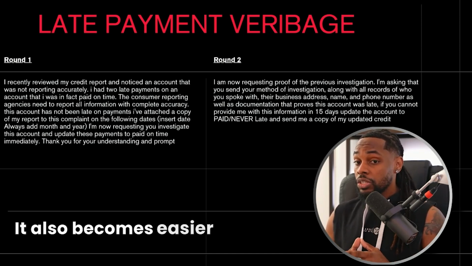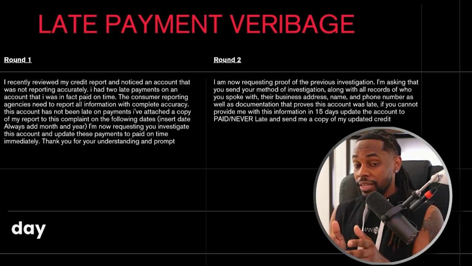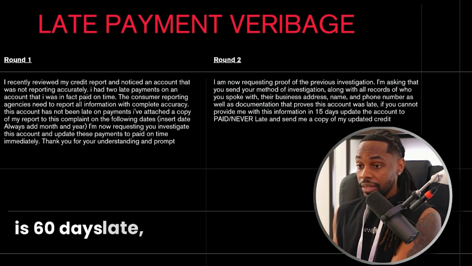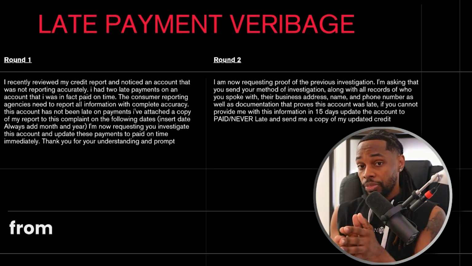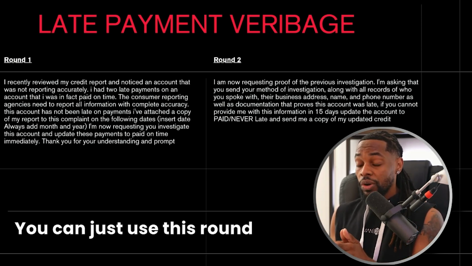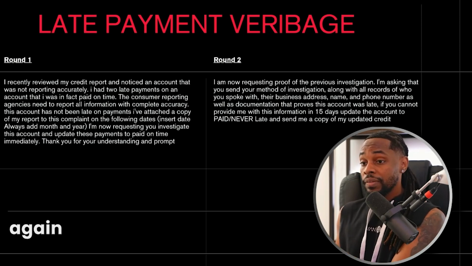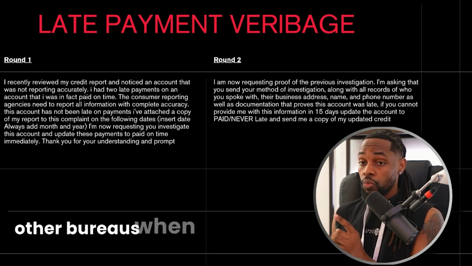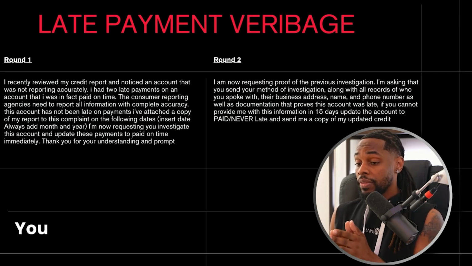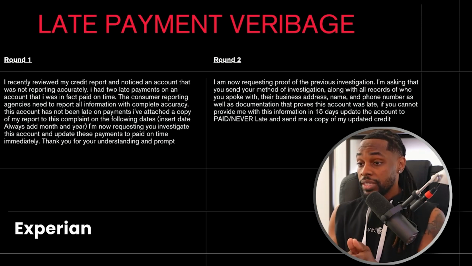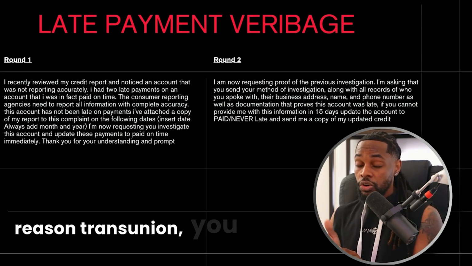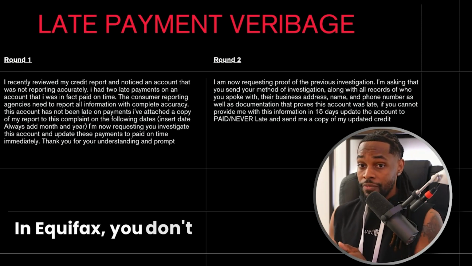It also becomes easier because if you have a 30-day late payment that's now showing paid on time, and then the next payment is 60 days late, that's inaccurate. How did it go from 30 to 60? Now, you don't have to use that excuse. You can just use this round 1 over and over and over again, and then tell the other bureaus when one of them gets updated, it doesn't matter which bureau does it, as long as one of them does it, you can then say, hey, Experian says this account is paid on time, but for whatever reason, TransUnion, you don't have it paid on time, and Equifax, you don't have it paid on time.